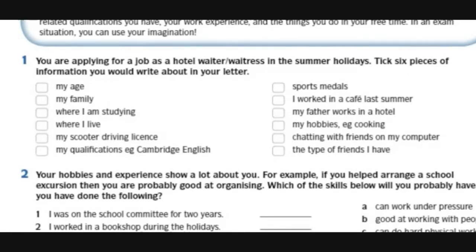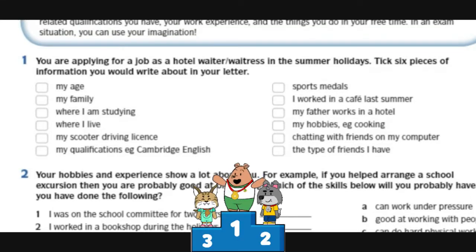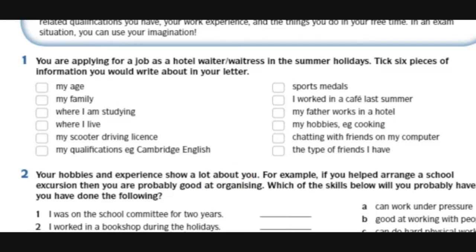Okay. Actually, there is no definite right or wrong answers here. But of course, there is certain information that is compulsory. For example, like what Tewasri has mentioned: age, where you live, where you are studying, your qualifications. These are the compulsory information that you must provide to the boss. Like this one, sports medals is actually optional. If you have joined a sports competition and you have won some medals, of course you can tell the boss.